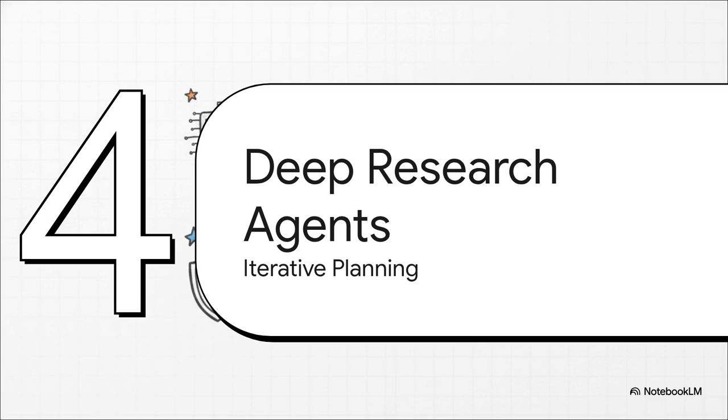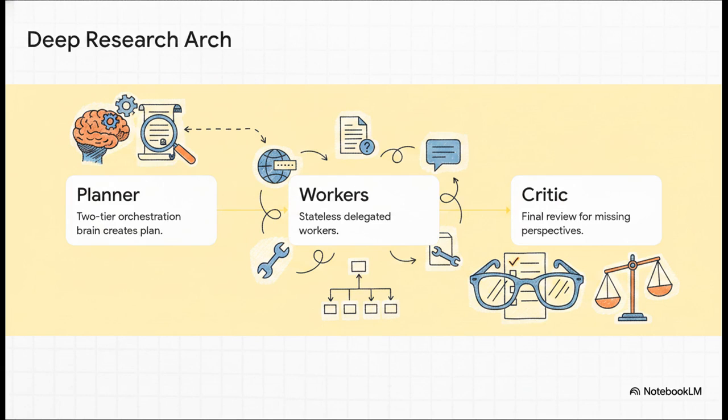Let's talk iterative planning. Deep research agents are a massive leap in capability over your standard conversational bots. They mix open-ended web exploration with iterative planning and multi-source synthesis. To pull this off, you need a 2-tier orchestration pattern. Think of it like a manager and their team. At the top, you have a high-level planner agent acting as the brain.